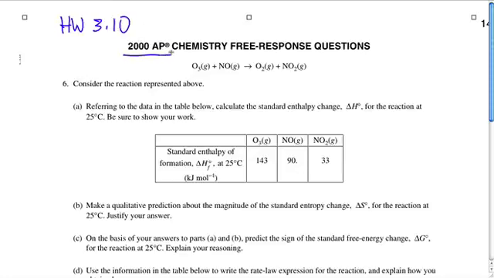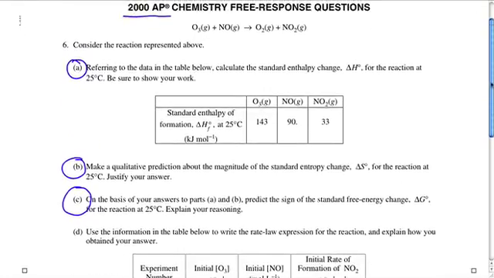This was taken from the 2000 exam. I believe I asked you to do A, B, and C for this problem. So let's analyze this problem.